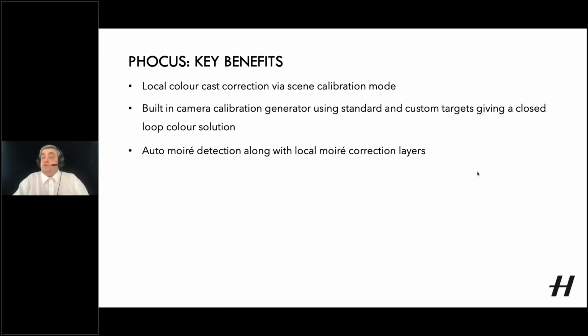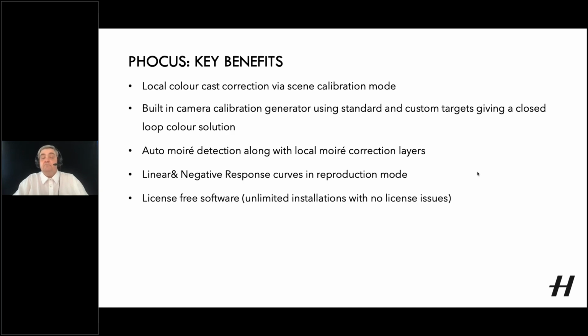The moire detection, so automatic correction, plus, if required, a local adjustment. And then for those that need more control or want to work on files that have literally no image tweaks done to them, there's the reproduction mode where you can get the linear and negative response curves, which we looked at recently in the reproduction webinar. And I suppose it's not a feature, if you like, but the software is actually free to download, so there's no limit on the number of installations and no cost for it.